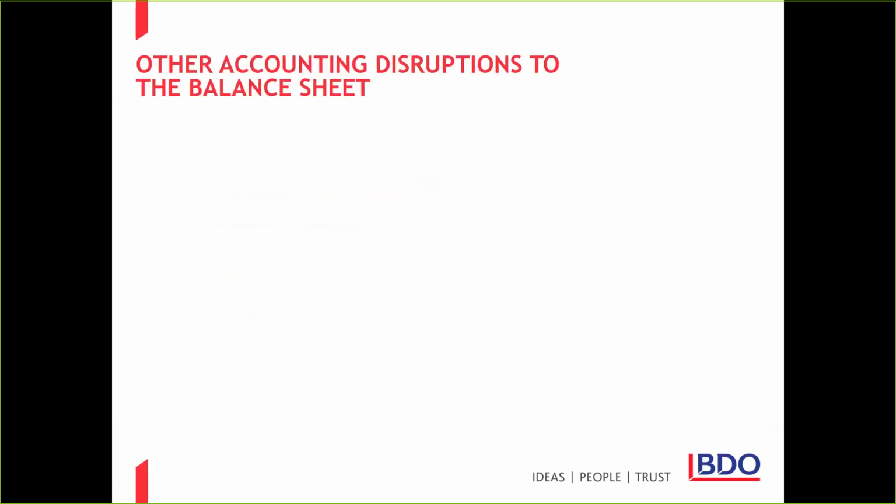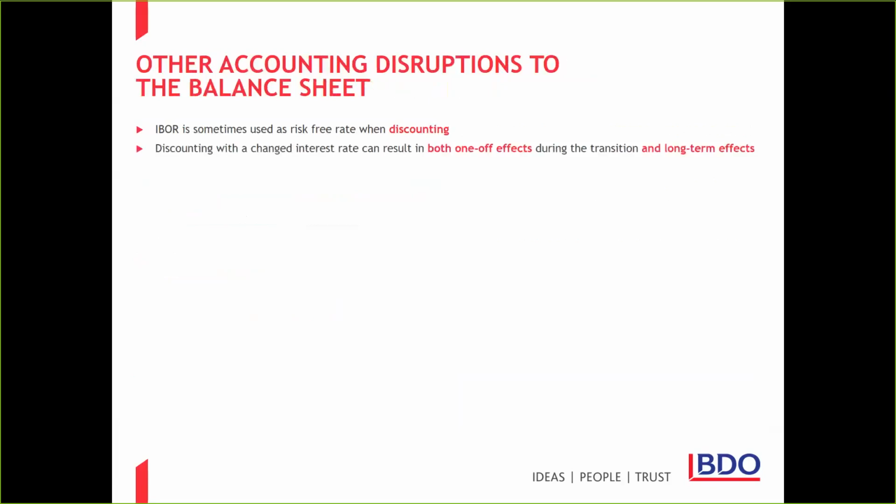Interest rate benchmark reform may also impact other accounting estimates. This is mainly when an interbank offered rate is used as a component of a discount rate. The change in an interbank offered rate to an alternative risk-free rate could therefore also give rise to a one-time impact as at the date of the change, or on an ongoing basis, given the discount rate will inevitably be a bit lower for reasons outlined previously.